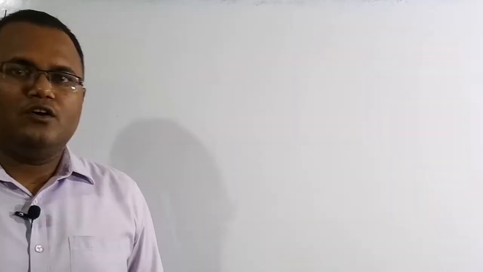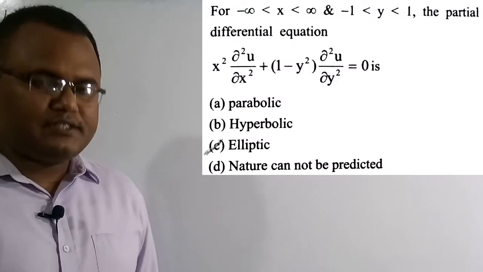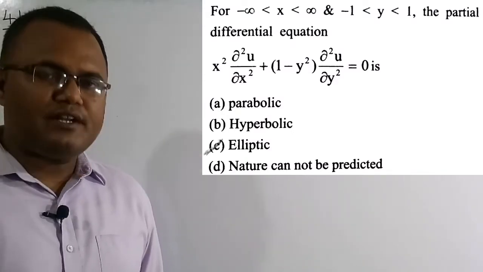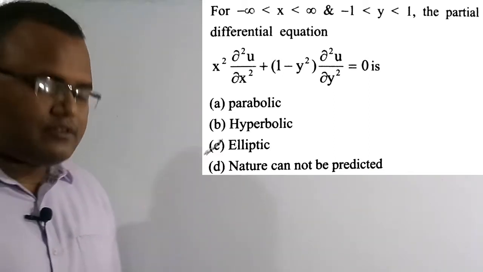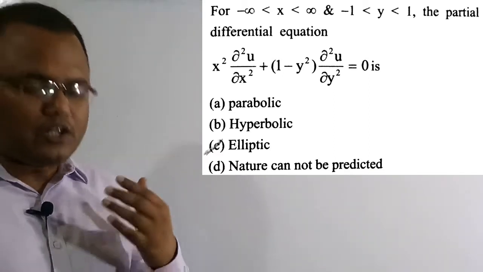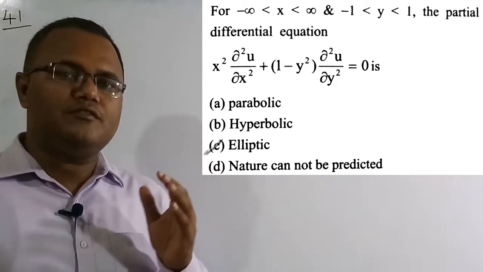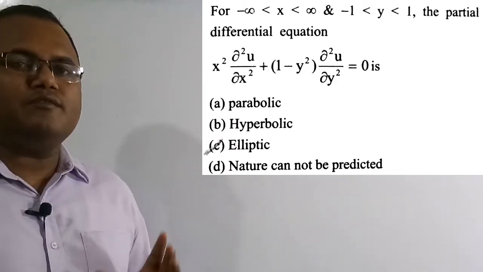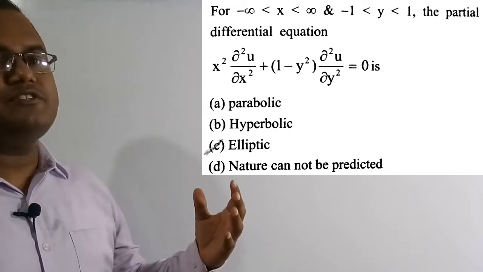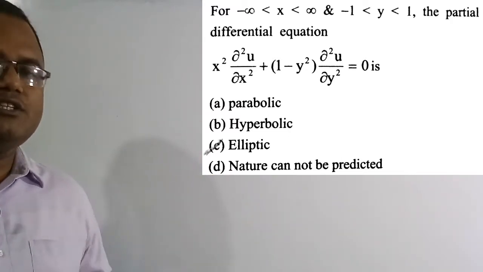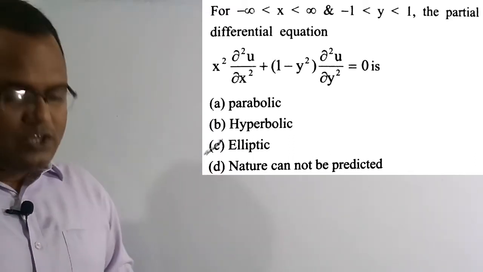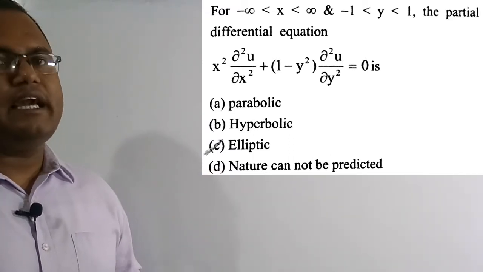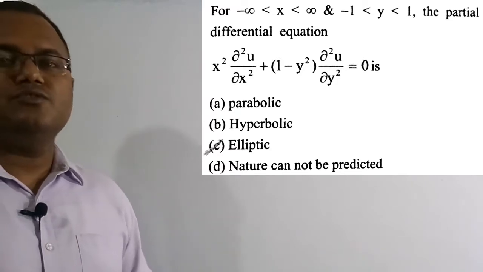So let's get started. Now we are going to solve question 41. See the question here: for minus infinity less than x less than infinity and minus 1 less than y less than 1, the partial differential equation is given. They have given a partial differential equation and also the range of x and the range of y. We have to find the solution of this differential equation and figure out its shape. Out of all these options, option C, ellipse or elliptical, is the correct solution of this question.